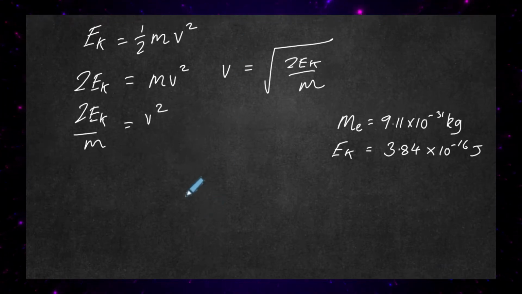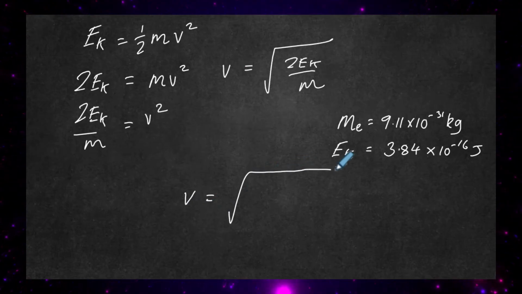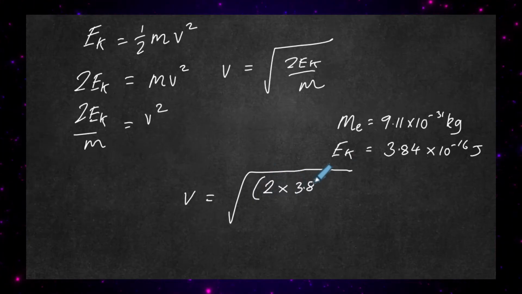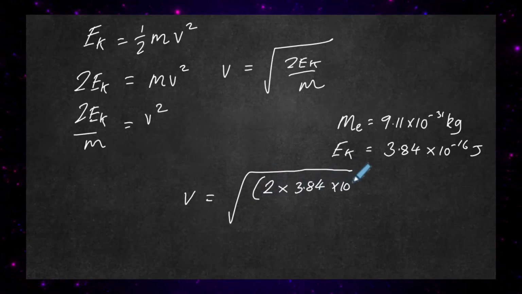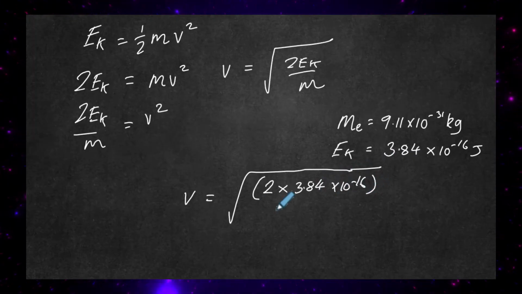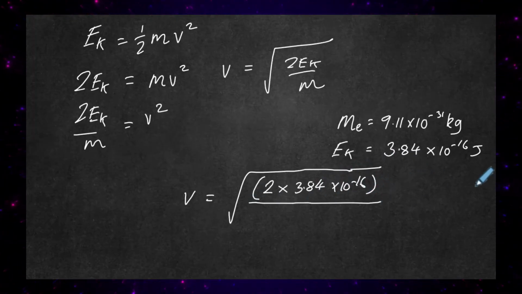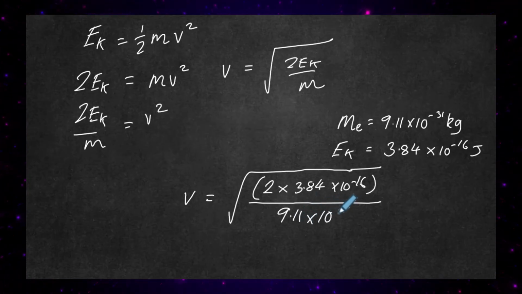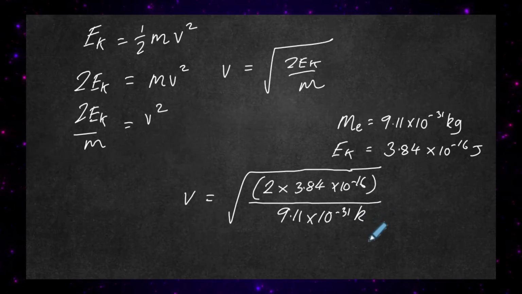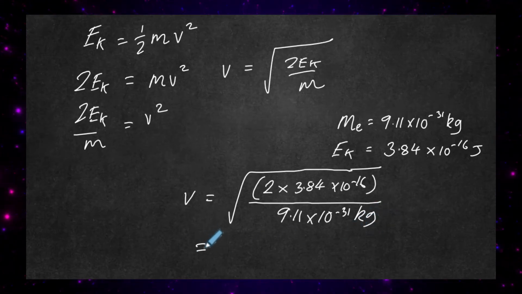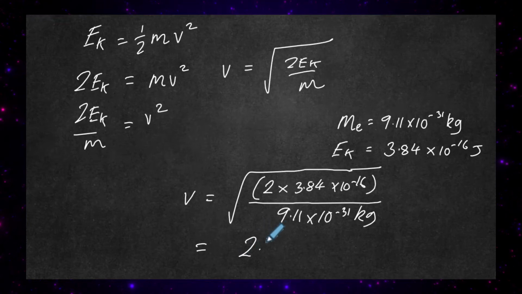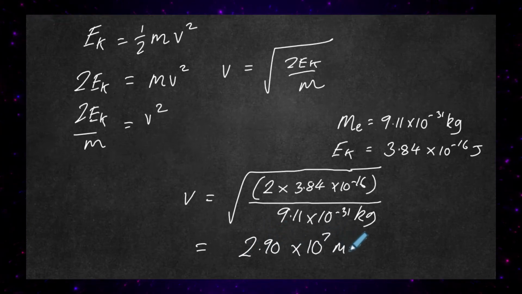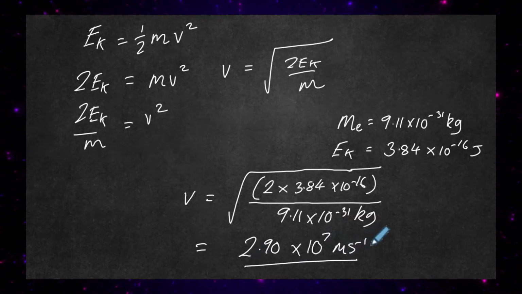We have v is going to equal the square root of twice the kinetic energy, put that in brackets, twice times 3.84 times 10 to the minus 16, and bracket that, divided by the mass of the electron, which is 9.11 times 10 to the minus 31 kilograms, which we get from our data sheet. Now, if you actually do that on your calculator, you end up with a speed of 2.90 times 10 to the power 7 meters per second. And that's the speed the electron achieves at the anode.